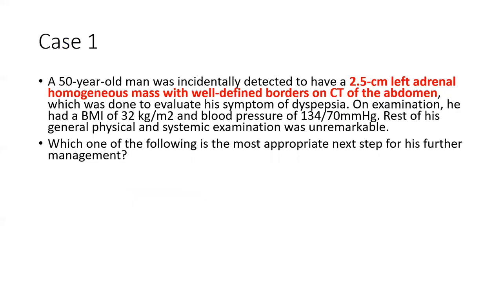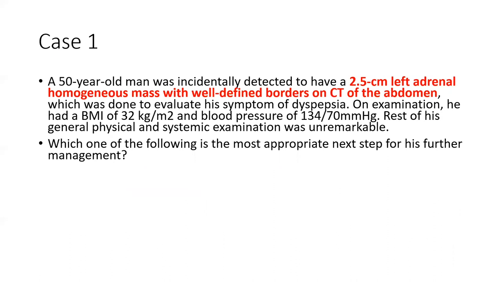Now let's look at some cases. Case one: we have a 50-year-old man who is incidentally detected to have a 2.5 centimeter left adrenal homogeneous mass with well-defined borders on the CT of the abdomen, which was done to evaluate his symptoms of dyspepsia. Blood pressure wise, he has a blood pressure of 134/70 and a BMI of 32. The rest of his general, physical and systemic examination is unremarkable.